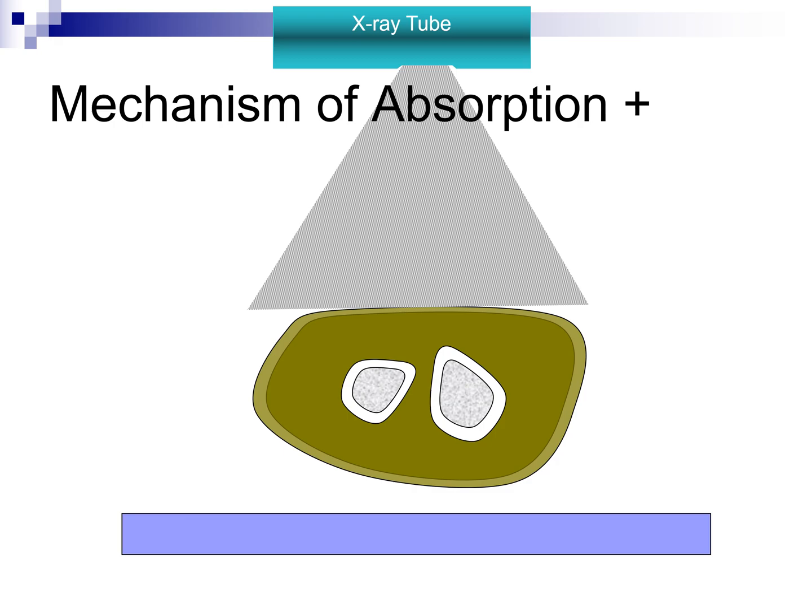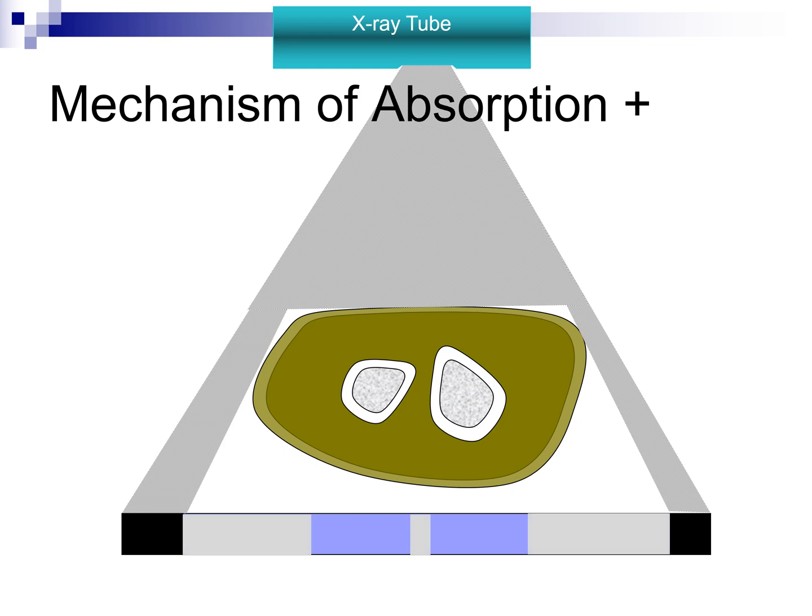A cone of radiation is emitted by the X-ray tube, and until it reaches the patient is uniform in its intensity. Some of the X-rays spill over the margins of the part and travel unencumbered to the image receptor. This area displays as black on the final image because here the largest amount of radiation reaches the imaging plate.